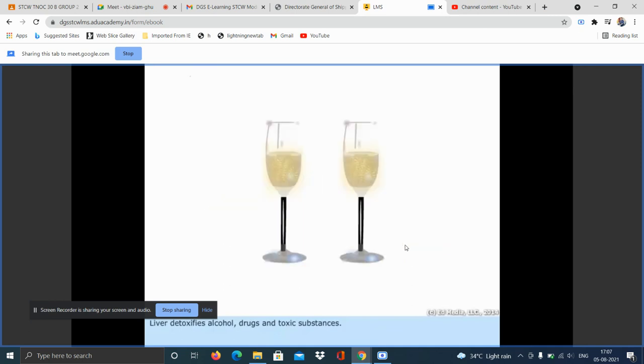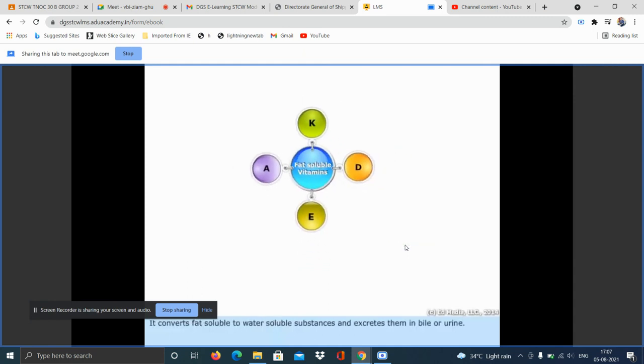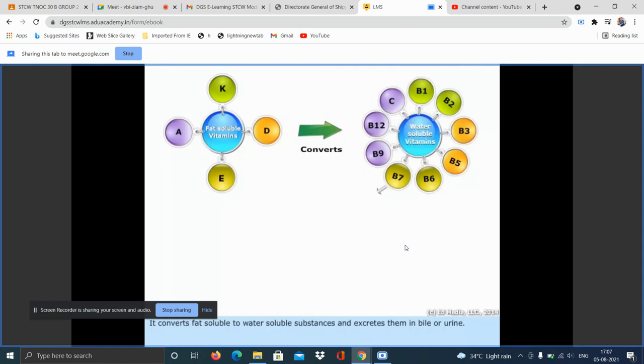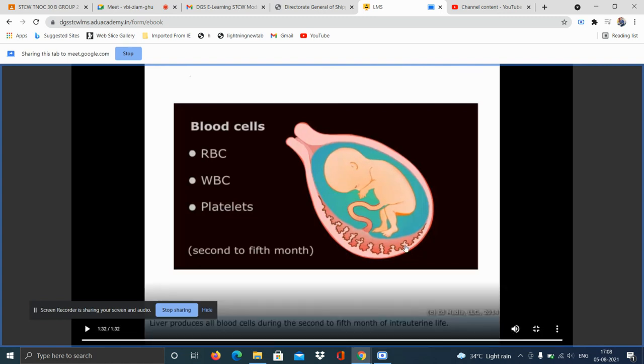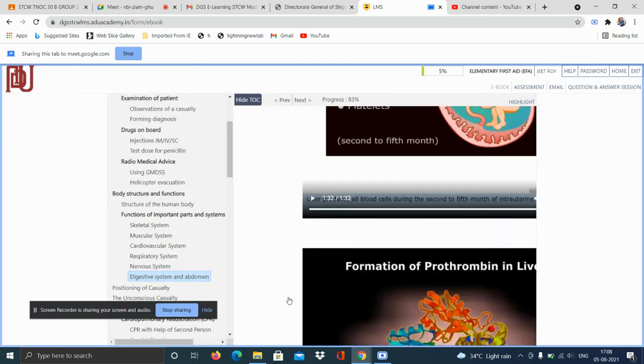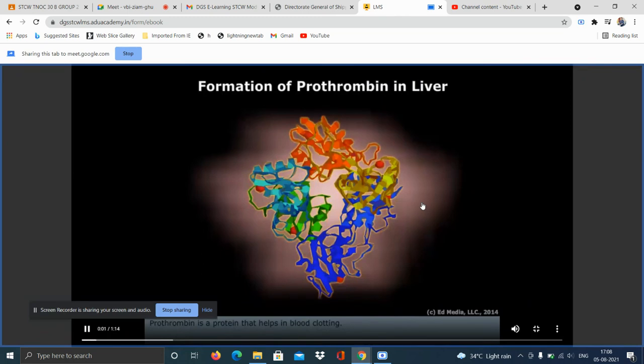Liver detoxifies alcohol, drugs, and toxic substances. It converts fat-soluble to water-soluble substances and excretes them in bile or urine. Liver produces all blood cells during the 2nd to 5th month of intrauterine life. Prothrombin is a protein that helps in blood clotting.